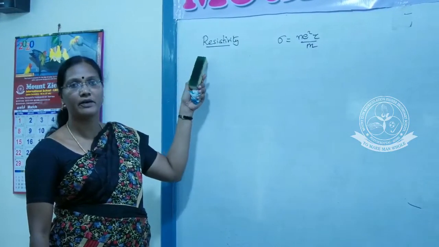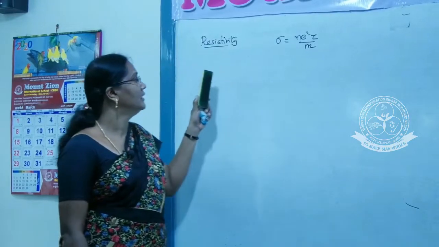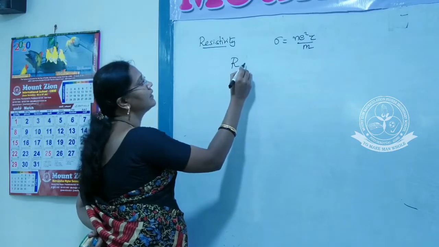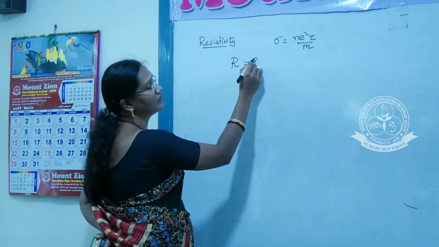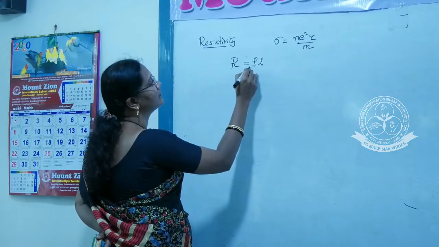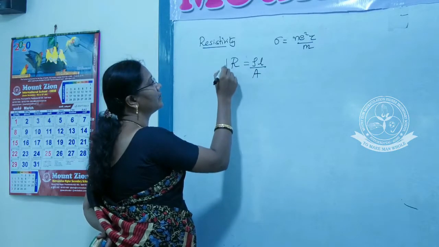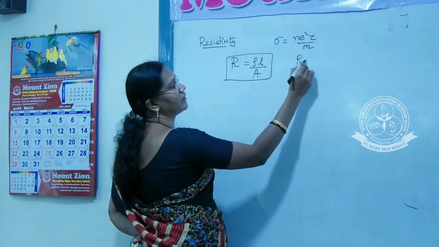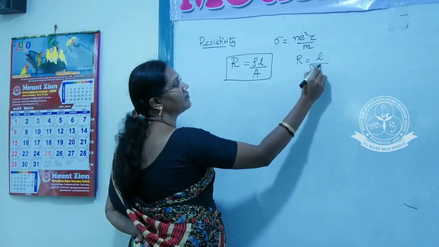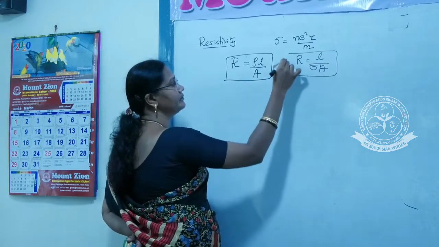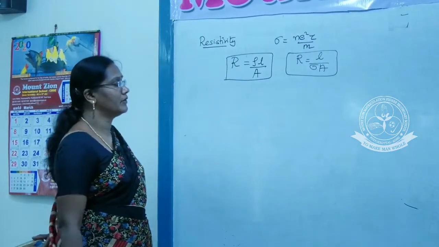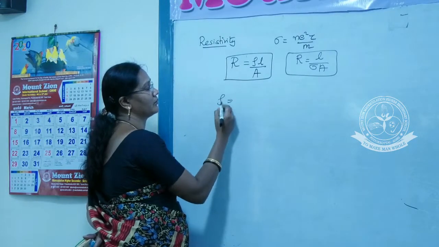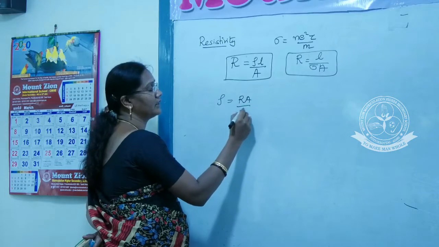Now let us see what is resistivity. Resistance is different from resistivity. I said R is equal to rho L by A. This is the resistance. Or we can write R is equal to L by sigma into A. But if you take resistivity, I rearrange this formula: rho is equal to RA by L.